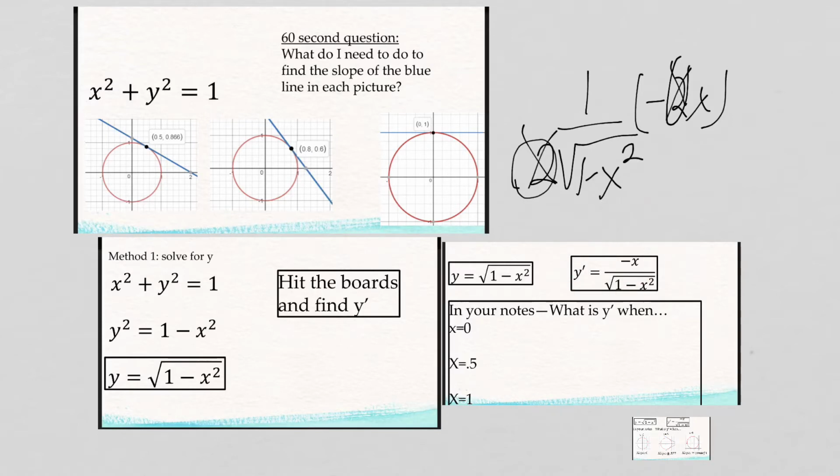And now we can figure out the slope at any x value. So let's plug in 0, see what we get. Plug in 0.5, see what we get. Plug in 1, see what we get. Only one of these really requires a calculation. The other two, you can think about what's going to happen. All right, let's check our answers.